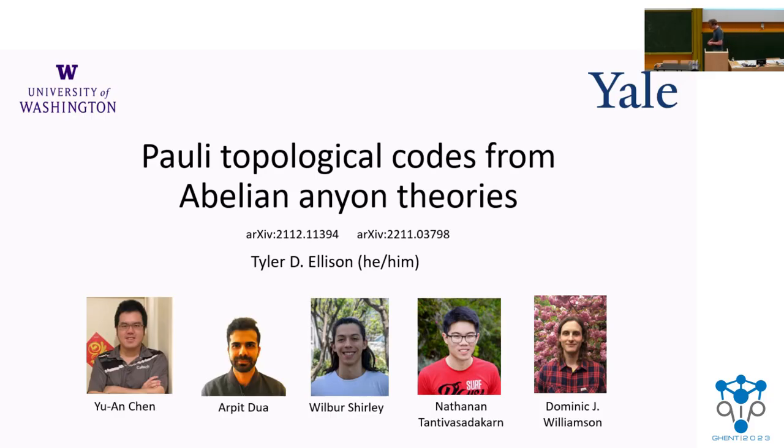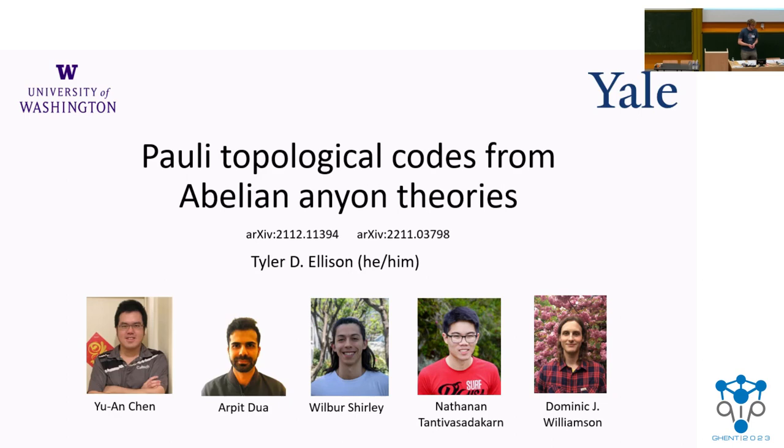I will be talking about new quantum error correcting codes that we constructed, in particular polytopological codes, inspired by the rich classification of Abelian anyon theories. This talk is based on two papers done in collaboration with Yuan, Arpit, Wilbur, Nat, who's in the audience, or maybe he left, and Dom, who might be in the audience.